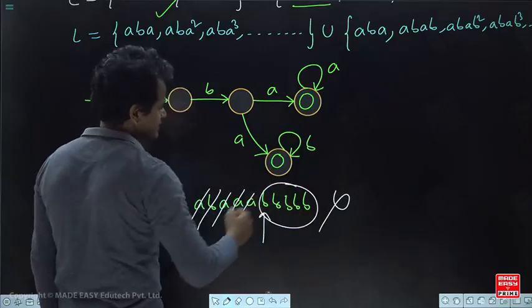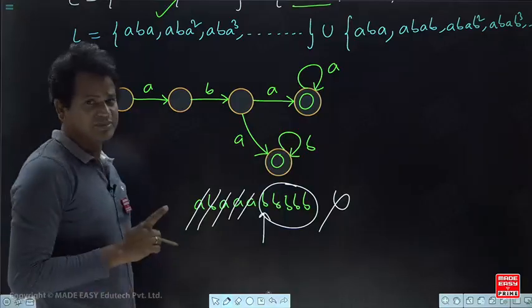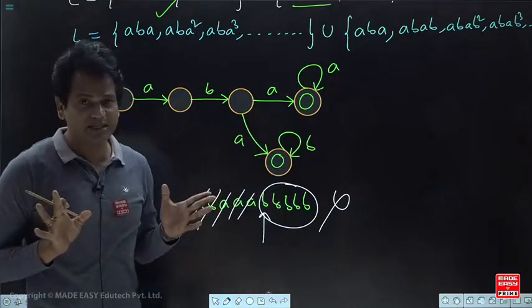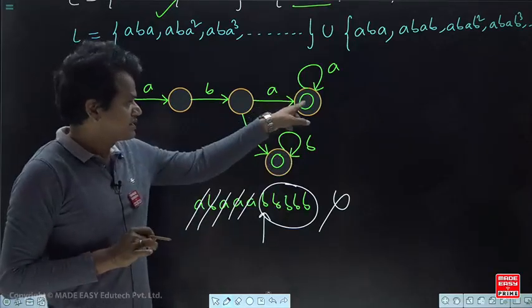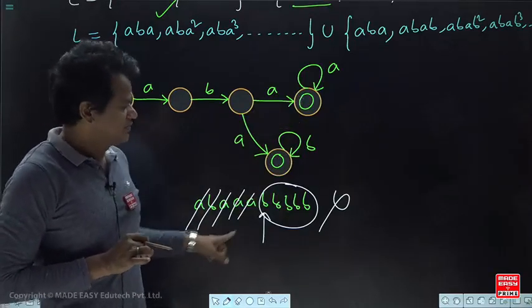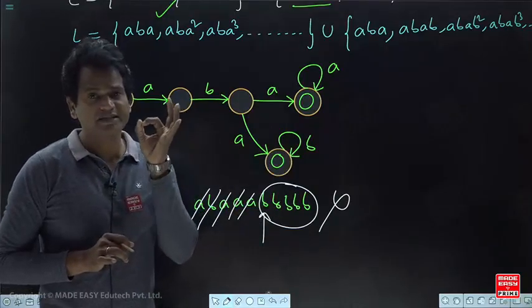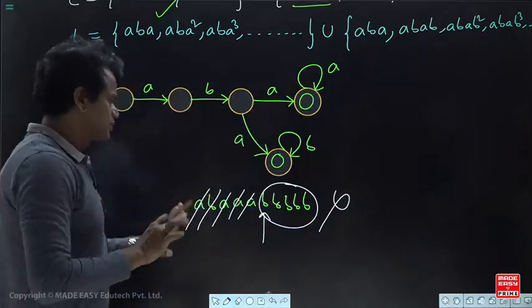Why? The string has not been scanned completely. I told you, a string is said to be accepted if it starts at the initial state and terminates at the final state, and the string must be scanned completely. Only when the string is completely scanned do we say the string is accepted. So even though the machine stops in the final state, we have not scanned the string completely, so it is not accepted.